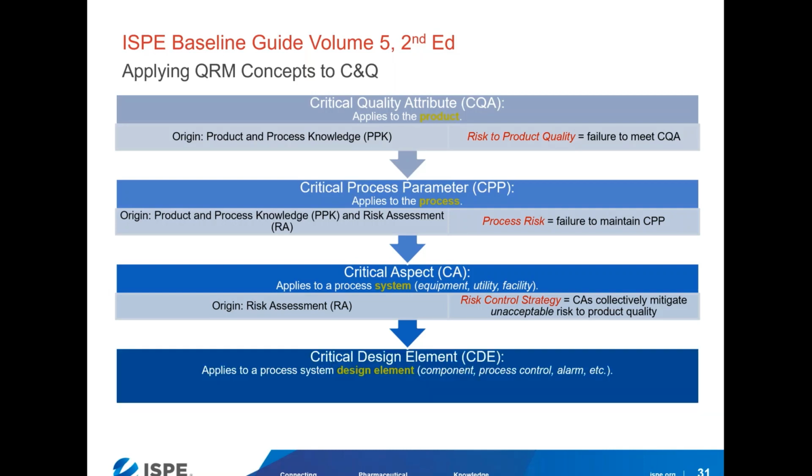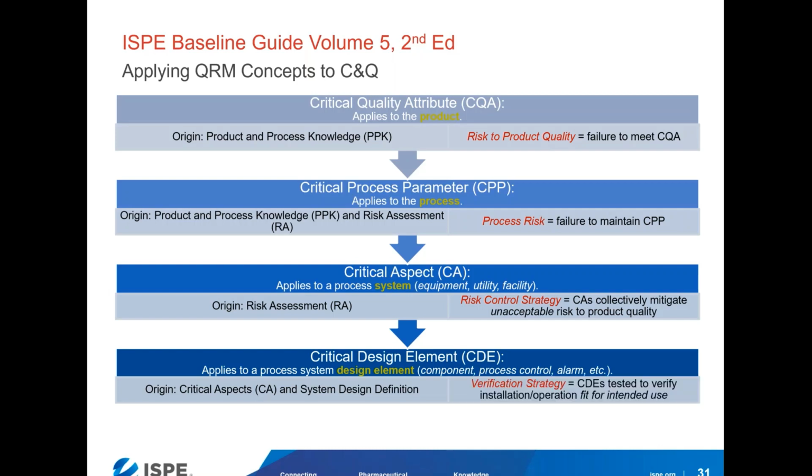And then through design, we identify critical design elements. They apply to a process system design element, a component, a process control, alarm, could be a procedural control, etc. And they originate from critical aspects and design review. From there, we can define our verification strategy as critical design elements being tested to verify that their installation and operation are fit for intended use.